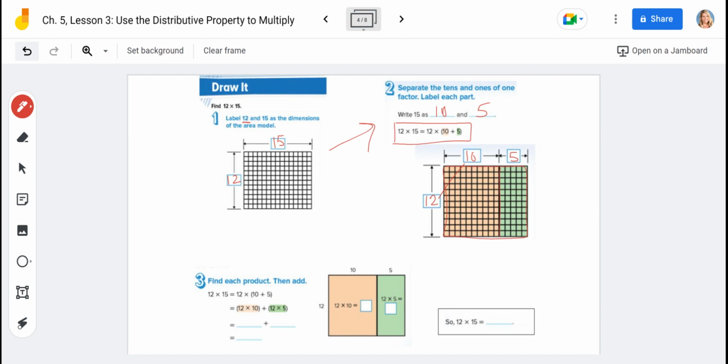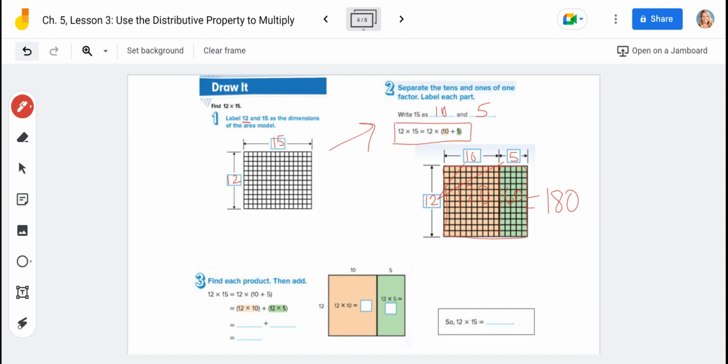12 times 1 is 12. Then add a 0 on the end. I get 120. Then 12 times 5 is 60. So I decomposed, multiply, add. I get 180 as my answer.